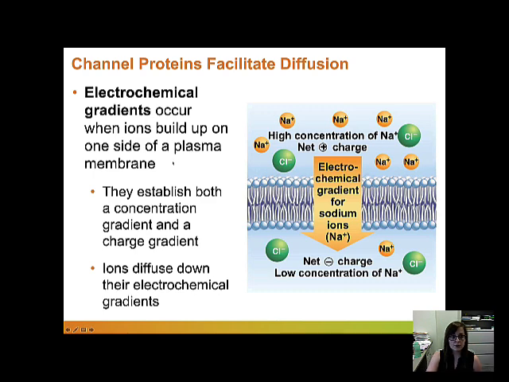Electrochemical gradients occur when ions build up on one side of the membrane, okay? So here in this membrane, there's a whole bunch of sodium ions, essentially creating a positive electrical charge, or an electrochemical gradient, on the outside. And so sodium ions will move down their electrochemical gradient, right, into this area that has this negative charge here, because it's mostly chloride ions and not a lot of sodium. Okay, so the ions will move down their electrochemical gradient, right, to kind of disperse the charges.